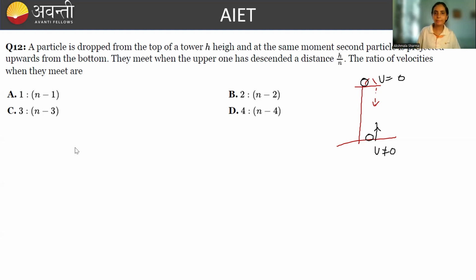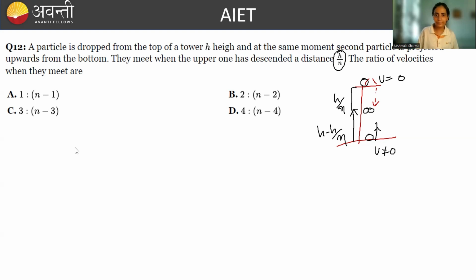They meet when the upper one has descended a distance h by n. So when the upper one has gone down by distance h by n, they are meeting here. At that point, the second particle has gone up by h minus h by n. So this is the scenario. Now what we have to find is the ratio of velocities when they meet. That's the question, right? So let's calculate the velocity of the first ball. The velocity of the first ball when it comes down by h by n height will be how much?